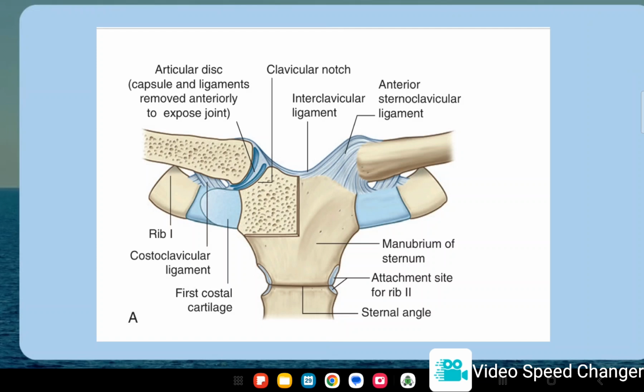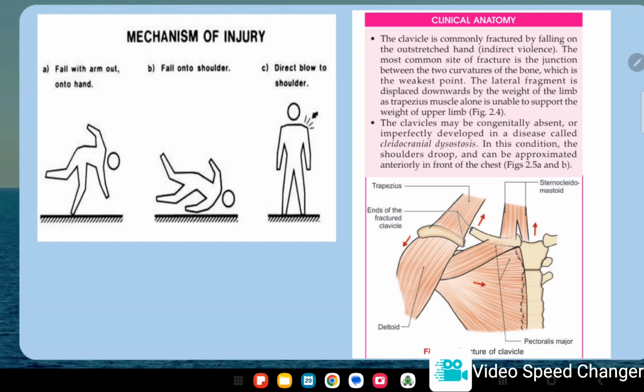Now we will move towards the clinical features of the clavicle. The clavicle is commonly fractured by falling on the outstretched hand. I have already told you, because the strong force is transmitted from the hand till the clavicle, and it causes the fracture of the clavicle, right? The indirect violence. The most common site of fracture is the junction between the two curvatures of the bone.